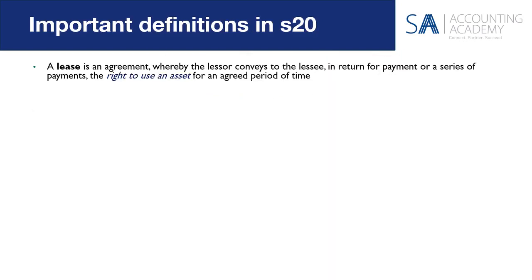Right, so the important definitions that I believe we have to have a look at. Firstly, what is a lease? Now, this is important because we have to identify what a lease is, so that those agreements that have the characteristics of a lease but are not legally taking the form of a lease agreement can still be correctly identified as leases and treated accordingly. So a lease is an agreement, whatever it is called. It could be an outsourcing agreement, whatever, but it is an agreement whereby the lessor conveys to the lessee. So we can also say where one party conveys to the other party in return for payment or a series of payments, and this is the essence of that agreement, the right to use an asset for an agreed period of time.